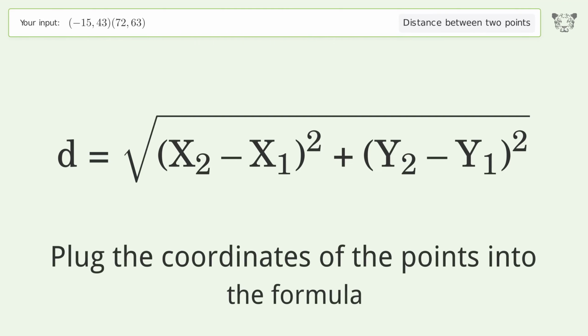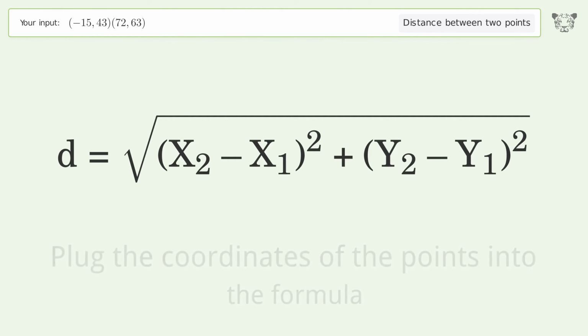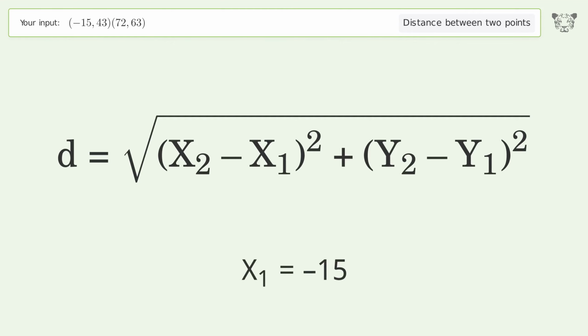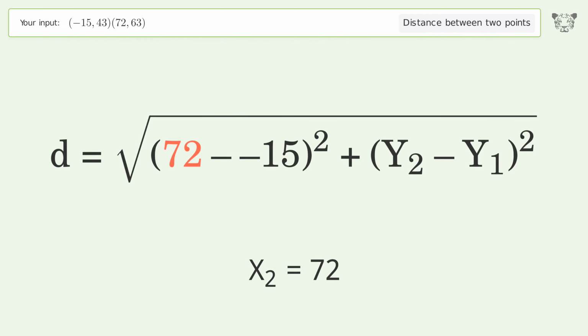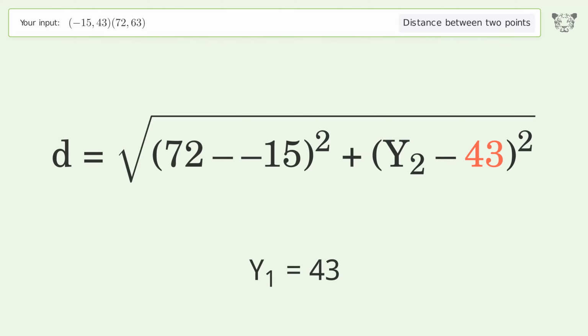Plug the coordinates of the points into the formula. x1 equals -15. x2 equals 72. y1 equals 43. y2 equals 63.